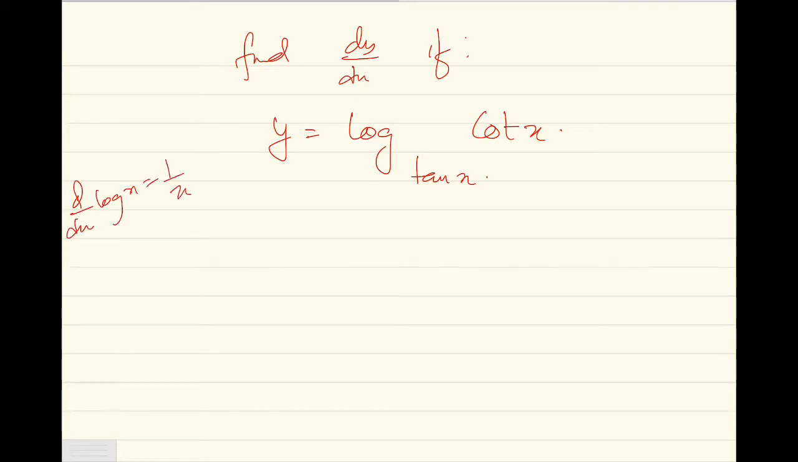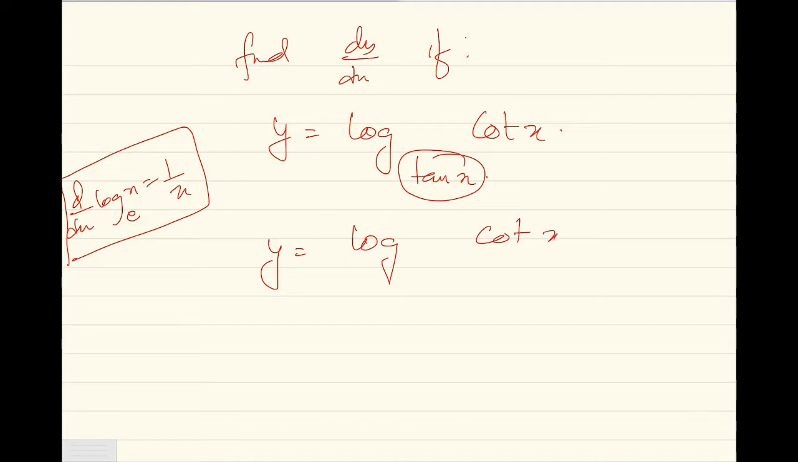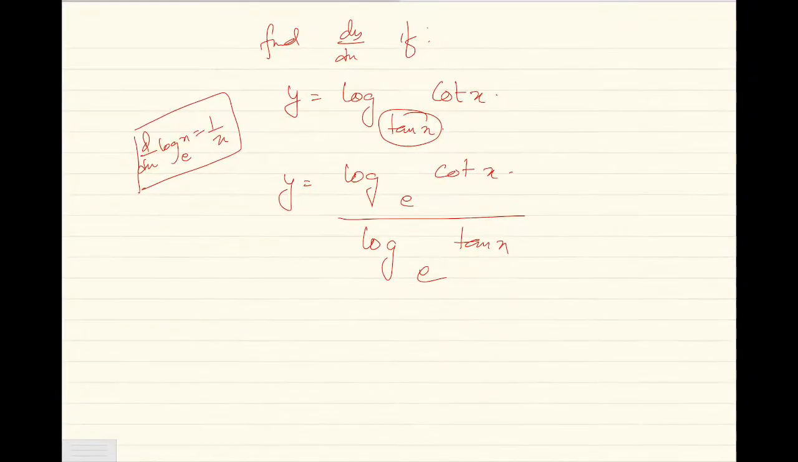1 by x. Here the base is e. In the standard derivative, whenever you are using the logarithm formula, the base is e, not any other base. But here the base is tan x. So I have to change this base to the normal base, that is e. Let's change it. I'll make it log of cot x to the new base e, divided by log of the old base to the new base. Correct? That's how it is done.